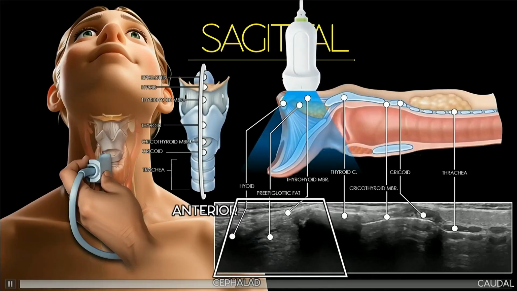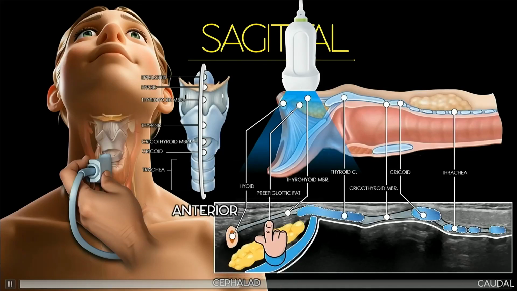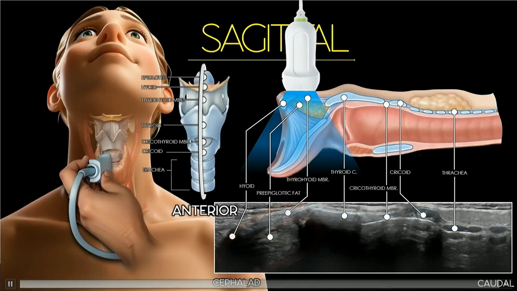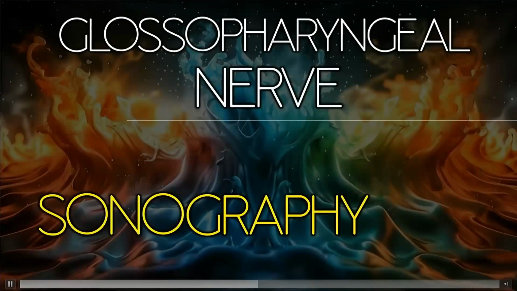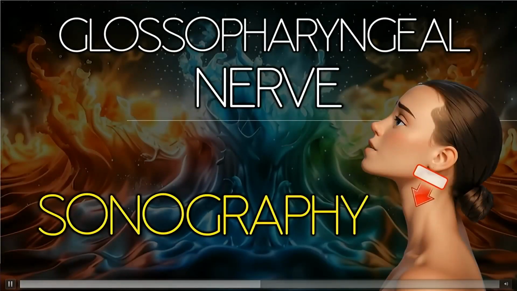Sliding the probe cranially, the thyrohyoid membrane can be visualized between the thyroid cartilage and the hyoid bone, with preepiglottic fat seen just below it. The hyoid bone appears as a small, bright, echogenic structure with strong posterior acoustic shadowing, helping to define the upper border of the airway. Ultrasound visualization of the glossopharyngeal nerve is challenging due to its small size and deep location.